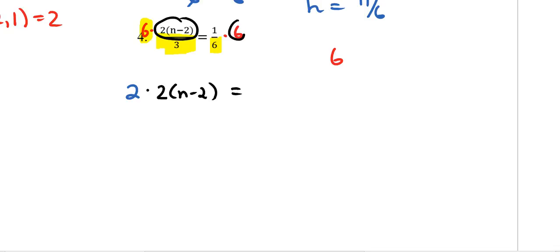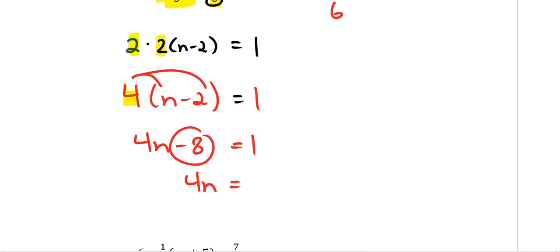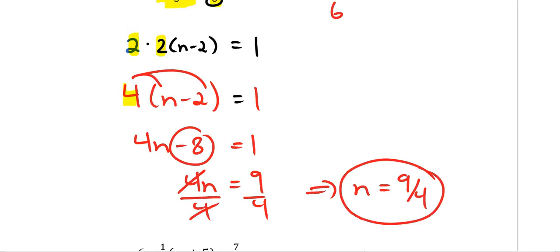Equals 2. Well, 6 divided by 6 is 1. And then I just multiply these terms. 2 times 2 is 4, so this will be 4 bracket n minus 2 equals to 1. And then I rainbow right through. That's 4n minus 8 equals to 1. This 8 goes across, so 4n equals to 9, divided by 4, divided by 4. Those 4's cancel. This means n equals to 9 over 4. Final answer.